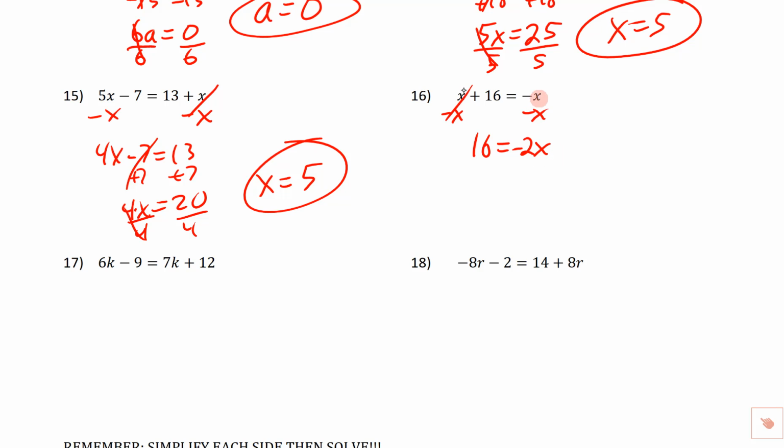I could move the x over here. That would leave a 0 on this side, and then move the 16 over there, and then I'd still have some dividing to do. It saves me an extra step by doing it this way.